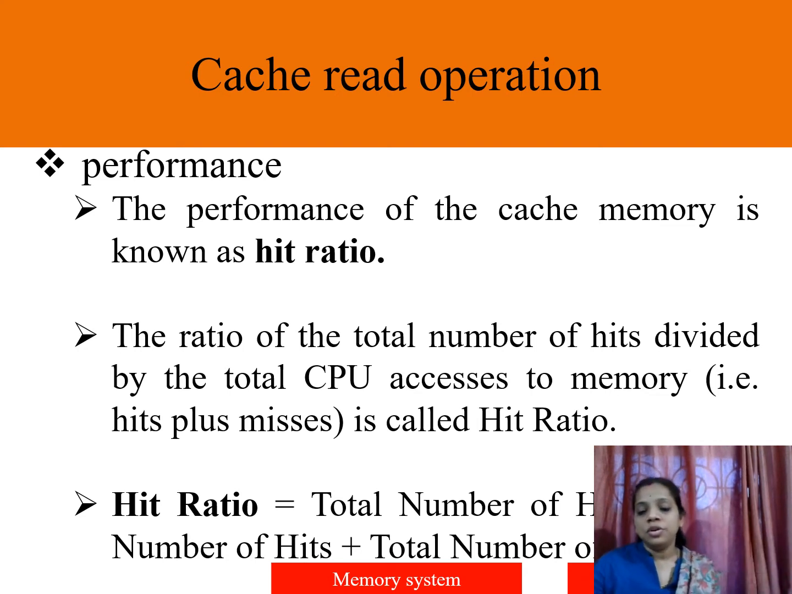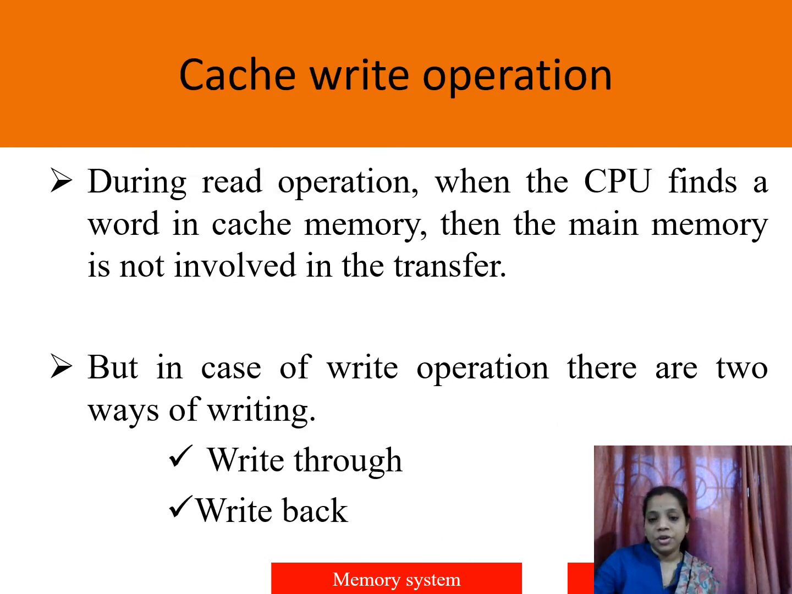Let's move to the next topic. After cache read, we move to cache write. So what is cache write? During a read operation, the CPU finds some word in the cache memory, as we just studied. Then the main memory is not involved in the transfer, obviously. So cache write means what? As we know, cache is the temporary storage, and main memory is not temporary.